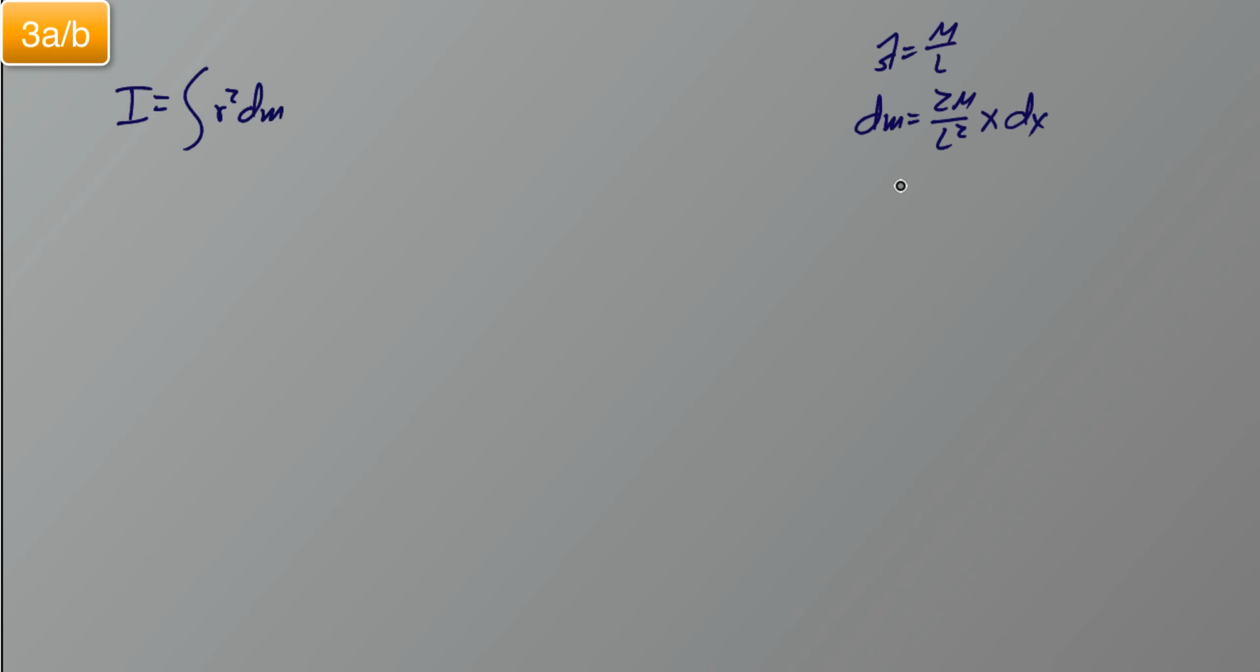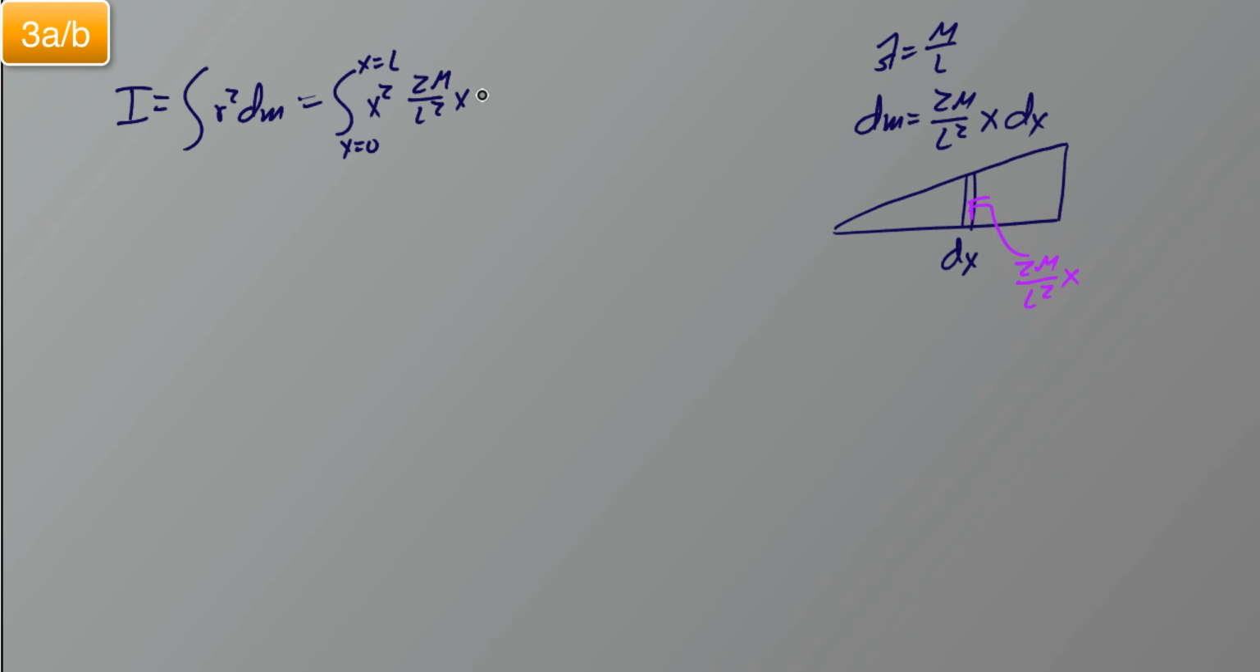And we'll also have a dx in there, because what we're going to do is, as we go through, we're going to break this up into little chunks of width dx. And in each little chunk, we have a differential of mass, 2m over L squared times x. So our integral becomes the integral from x equals 0 to x equals some final value L of r squared, in our case, x squared, times our dm, which will be 2m over L squared x dx.